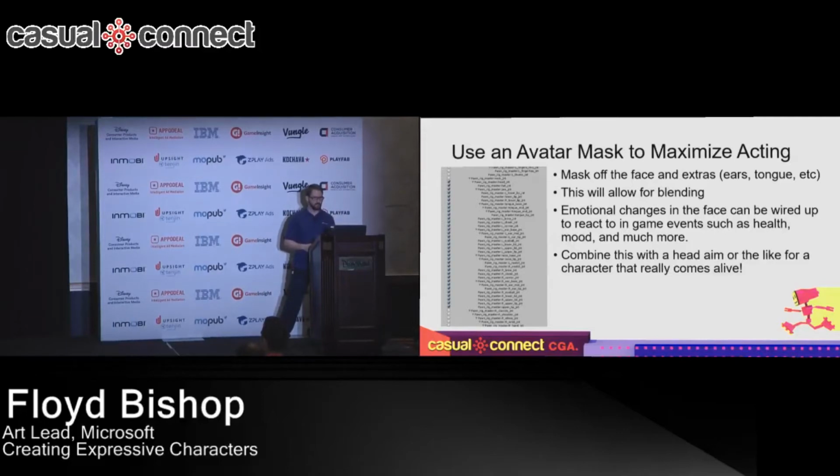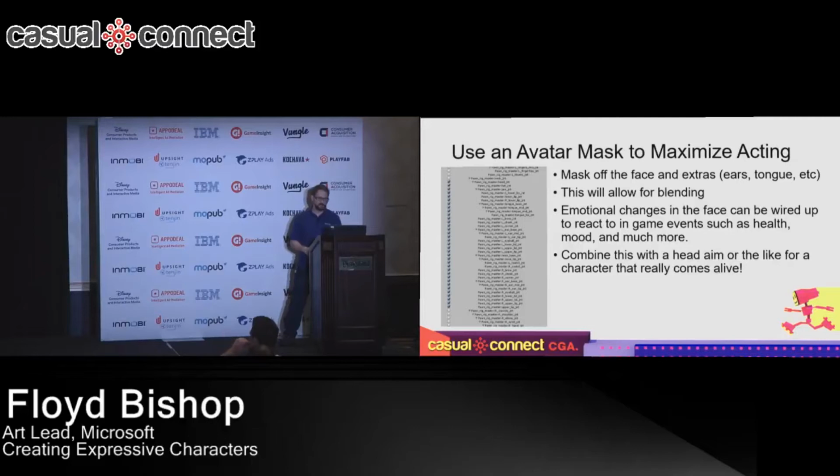Emotional changes of the face can be wired up to react to in-game events such as health, mood, kind of like what I've been talking about. You combine that with head aim or something like that, and you start to really get a super expressive character. So you can also tell it to aim the head, and you can change percentages as well. So you could have the head aim at 100% toward a character, the neck 75, the chest 50, the torso 25%. So you get this nice sequential breaking of the hero runs past, and my guy will kind of turn and look, and then when he gets to a point where it's not comfortable to turn anymore, he'll dial back to whatever he was doing.